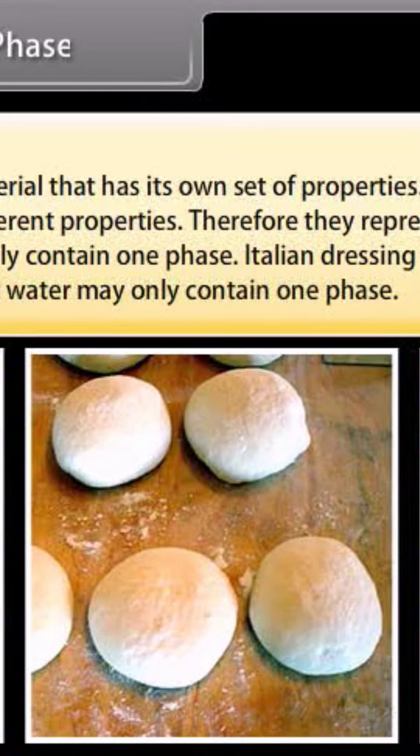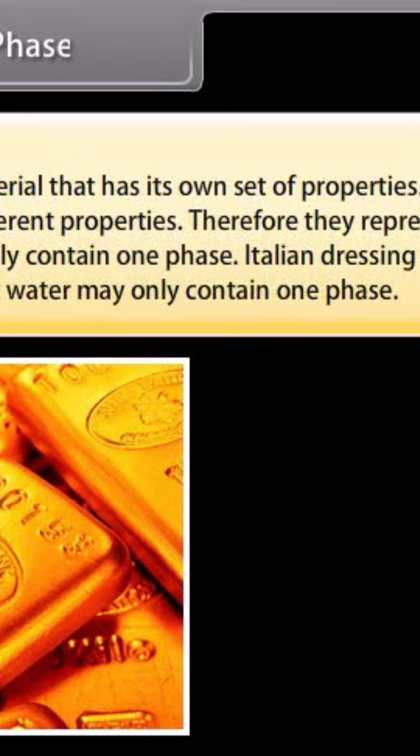Phase. A phase is any region of a material that has its own set of properties. In a chocolate chip cookie, the dough and the chips have different properties. Therefore, they represent separate phases. Pure gold, which is an element, would only contain one phase. Italian dressing would clearly represent several phases.